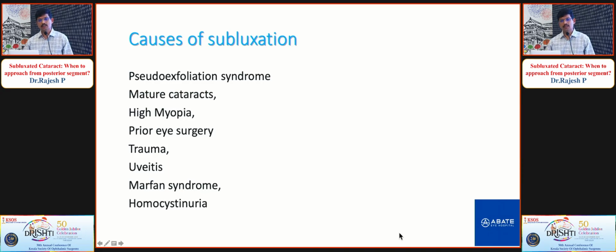Then patients who have undergone prior surgery, especially a vitrectomy, can have subluxation, and a very important cause that we commonly see is trauma. Then, as Prakash mentioned, it could be uveitis. Then congenital conditions like Marfan syndrome and homocystinuria are other situations where we see subluxation.